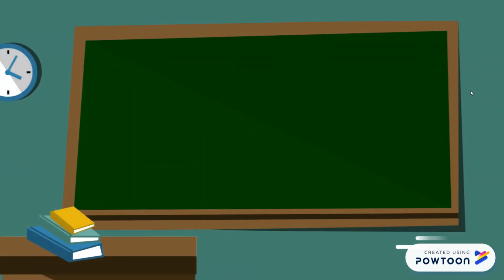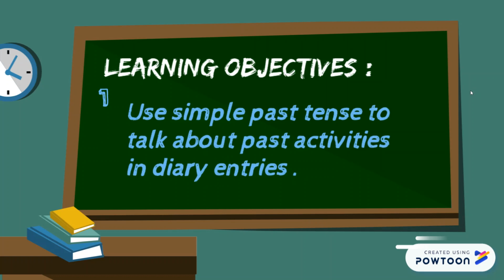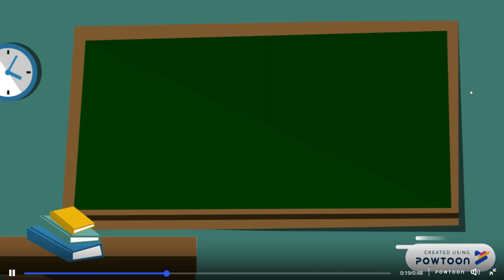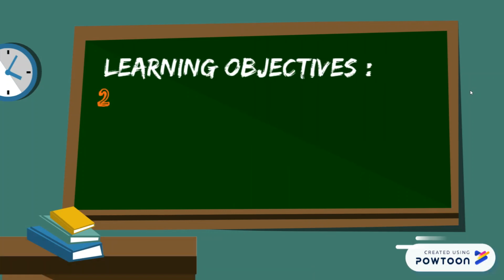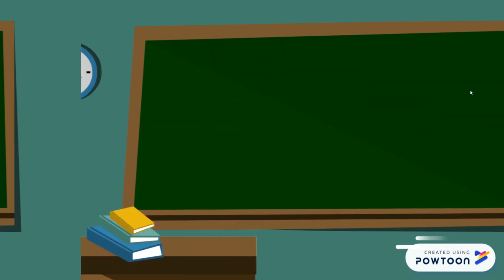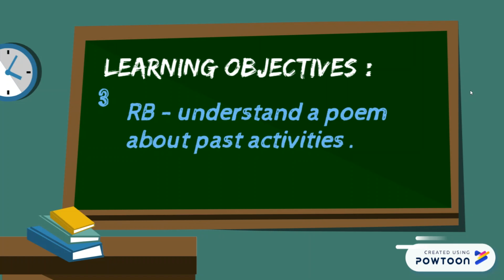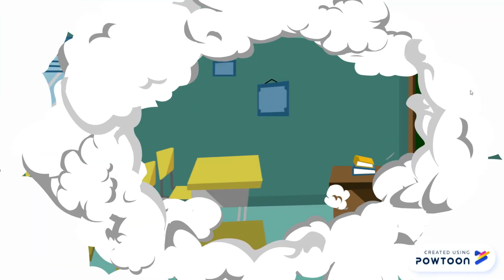This is Miss Lee. Today, we will first use simple past tense to talk about past activities in diary entries. Second, we will read for information in diary entries. And third is about our homework. We will read "I'll Be" to understand a poem about past activities.